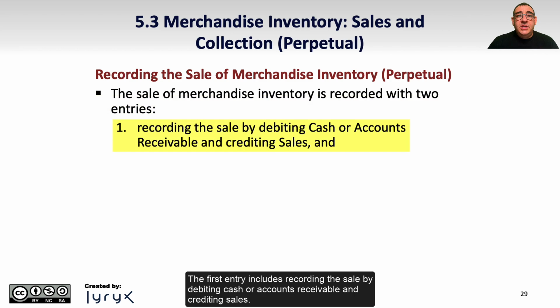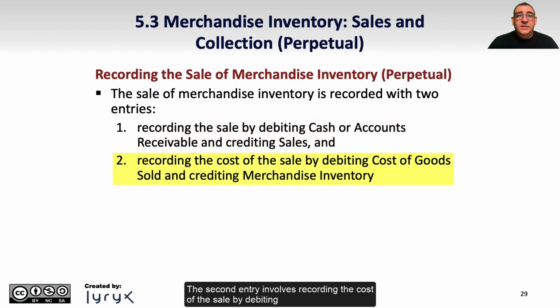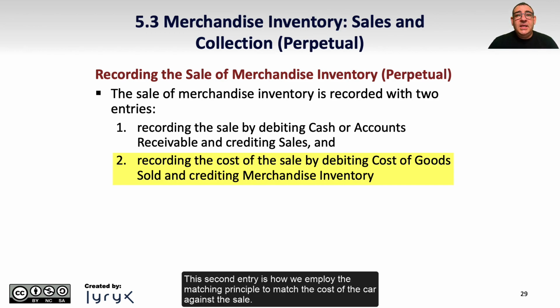The first entry includes recording the sale by debiting cash or accounts receivable and crediting sales. The second entry involves recording the cost of the sale by debiting cost of goods sold and crediting merchandise inventory. This second entry is how we employ the matching principle to match the cost of the car against the sale.